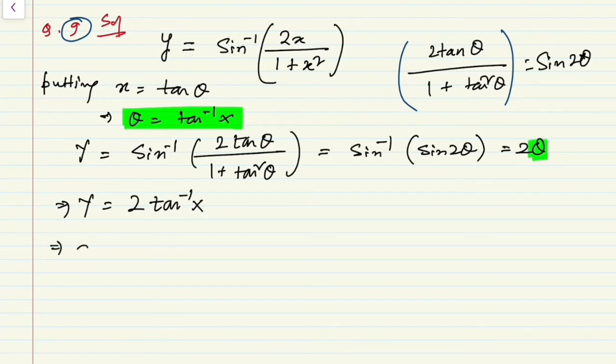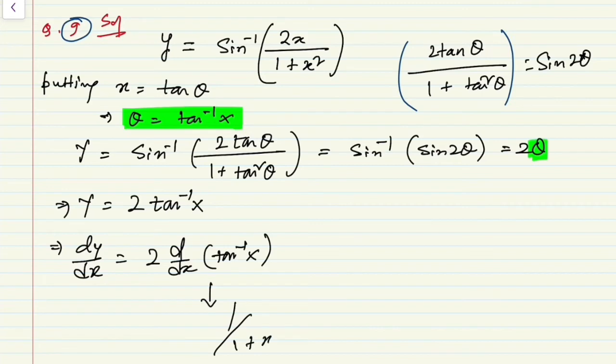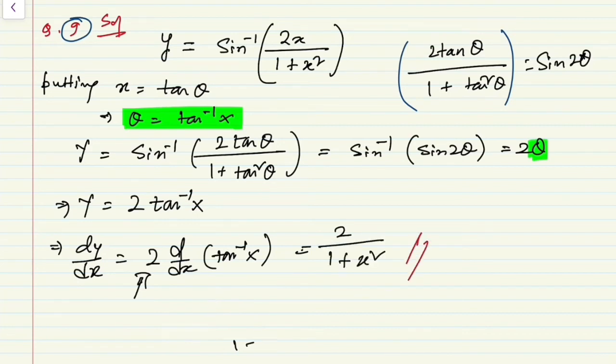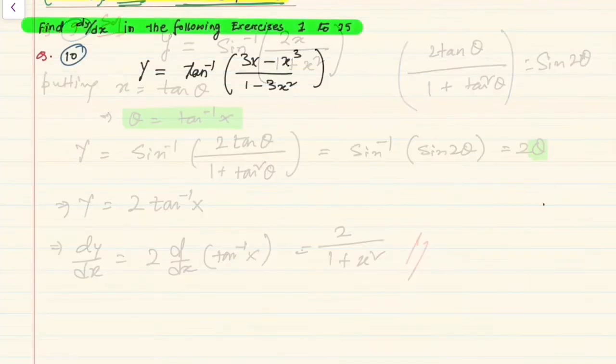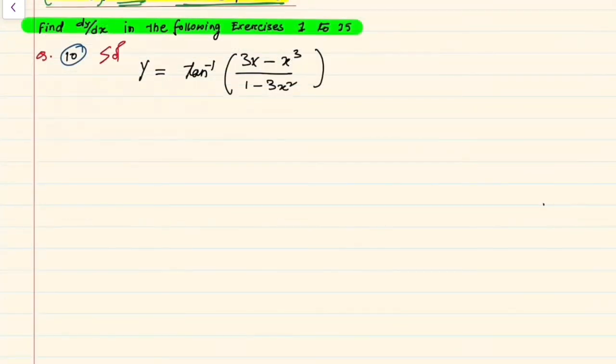And now differentiate: dy by dx is equal to 2 times the derivative of tan inverse of x. The derivative of tan inverse of x is 1 by 1 plus x square, so if you multiply it by 2 then you will get 2 by 1 plus x square. So this is our answer. Hope you have understood this. So let's move on to the next question. So let me solve this.